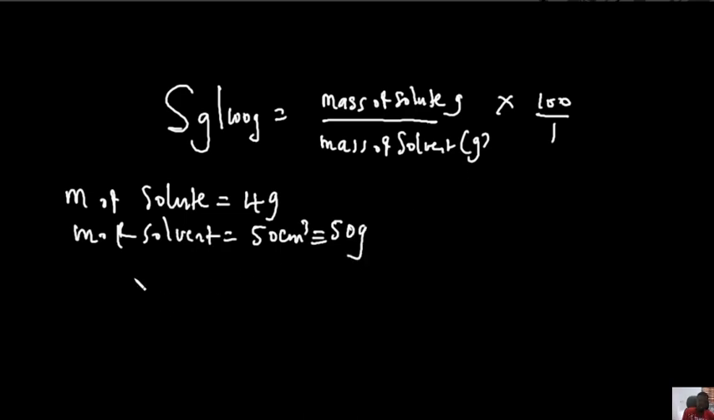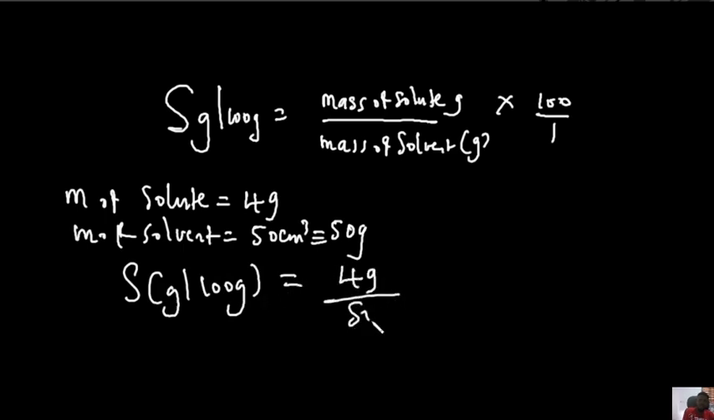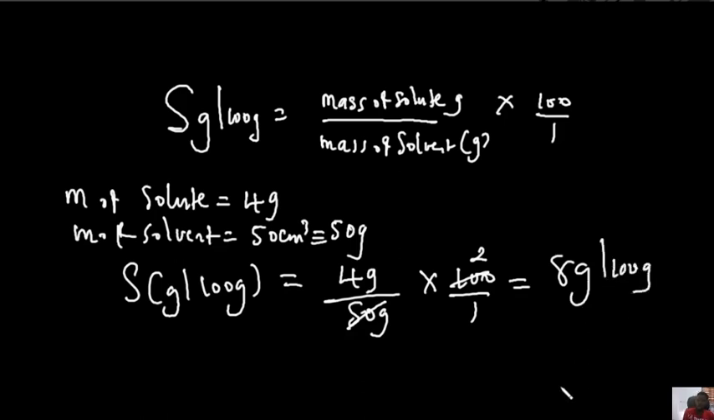So with this said, applying our formula, solubility in gram per 100 gram would now be equal to 4 grams divided by 50 grams times 100 over 1. Sorry about that. This is now going to be 100 over 50, which is 2, and then 2 times 4 will now give us 8 grams per 100 grams.